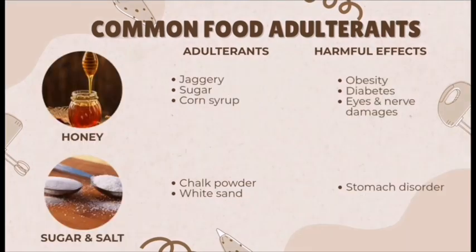Now we have honey, where the common adulterants are jaggery, sugar, and corn syrup. These may cause obesity, diabetes, and eye and nerve damage. Next, sugar and salt. It is a very common food item which is adulterated, and mostly it is chalk powder and white sand. Both of them can cause stomach disorders.